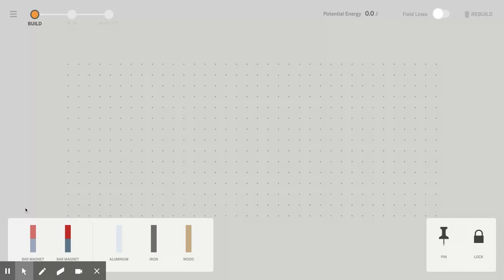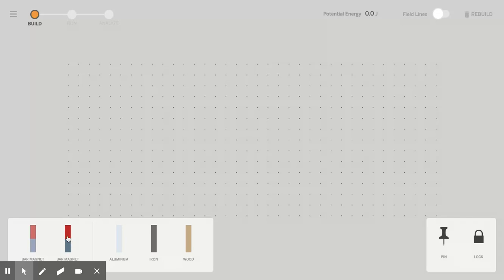I've got two different magnets here, a stronger magnet and a weaker magnet. I'm only going to be working with the stronger magnet, and then three different blocks that I'm not going to be working with at all. If we look up at the top here, we have potential energy, which is measured in a unit called joules. We're going to be keeping an eye on what happens with the potential energy, and also taking some observations about how the magnets move after I let them go.